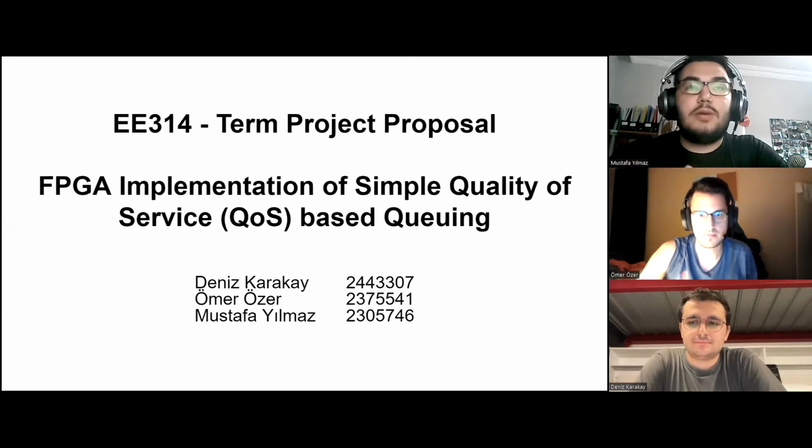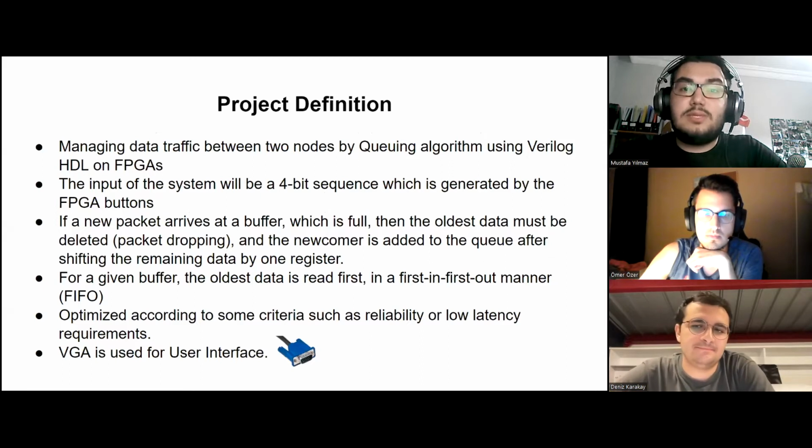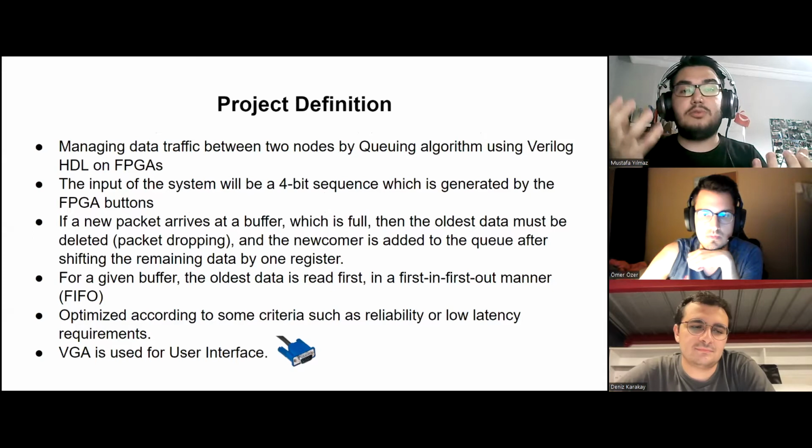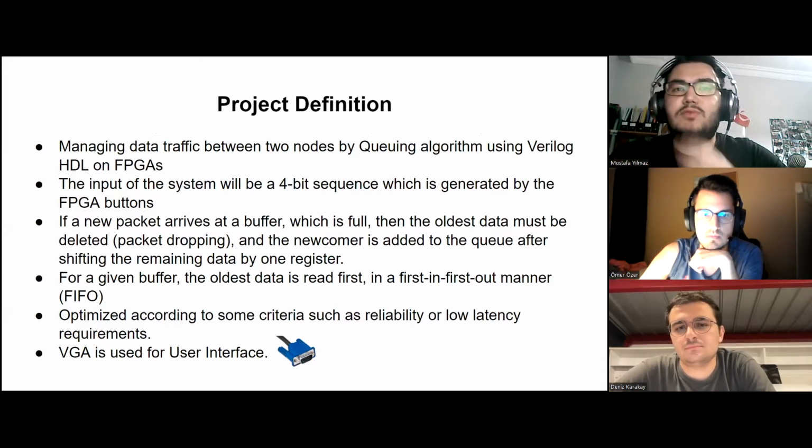Today we will talk about our term project. In this project, we will try to transmit the data. Data transmission will take place between input and output after pressing the start button. There will be 4 different message types and 4 different buffers to group and transmit them.